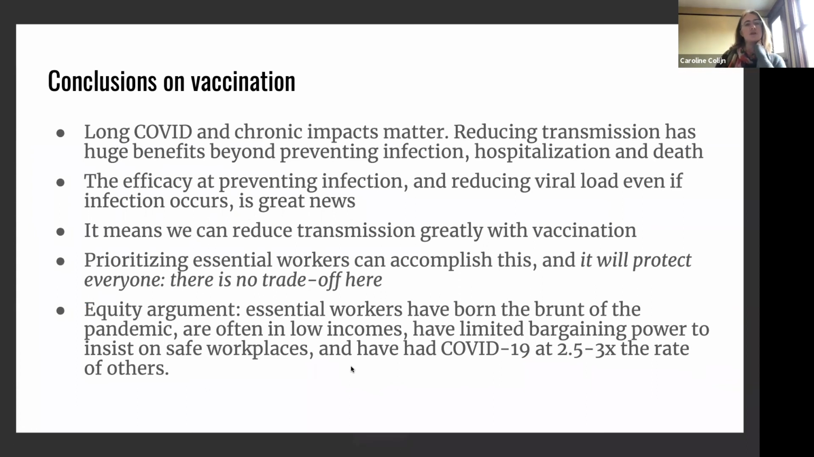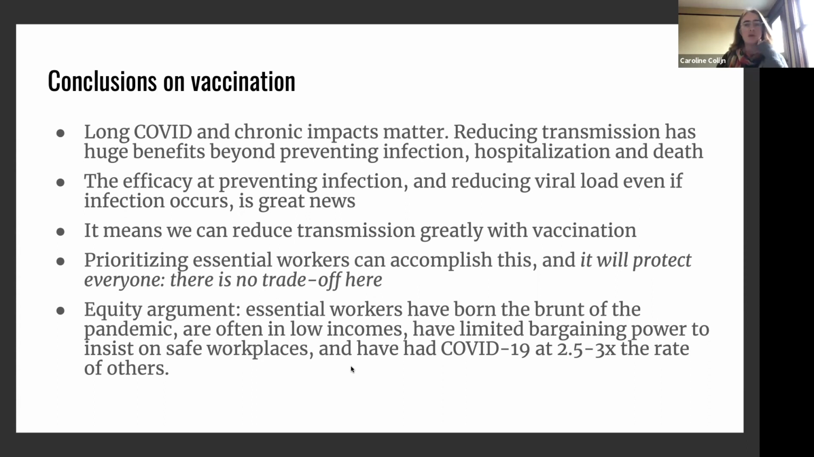Okay, so conclusions. Long COVID and chronic impacts matter, and there are bad things that happen to young people and normal aged people and you and me if we get COVID. And so reducing transmission has those benefits. It's not just hospitalizations and deaths. It's great news, vaccines work. It means we can reduce transmission with vaccination. There is no huge trade-off if we prioritize essential workers. That's the 10 weeks versus 8 weeks thing. It protects everyone in our models. And there's an equity argument here.